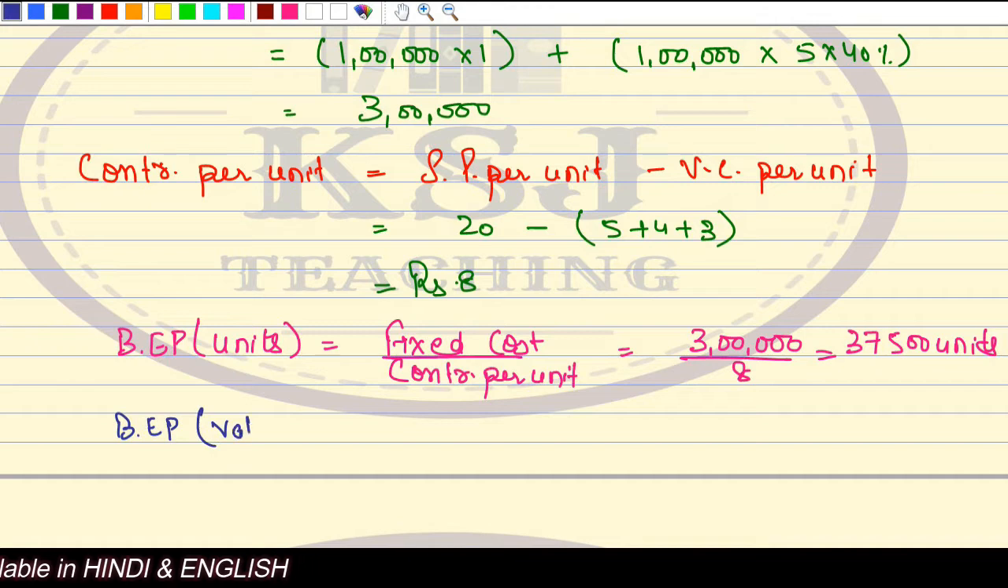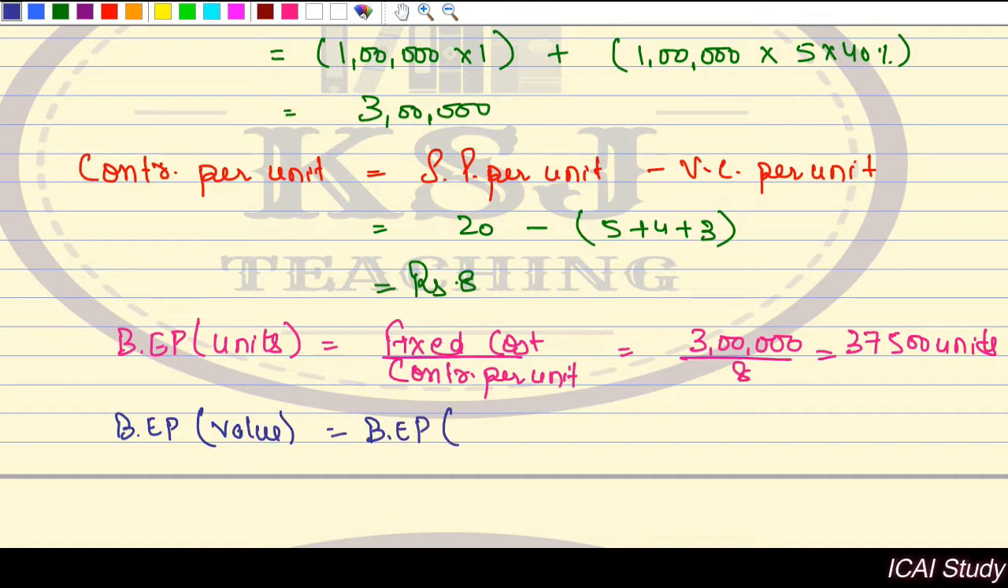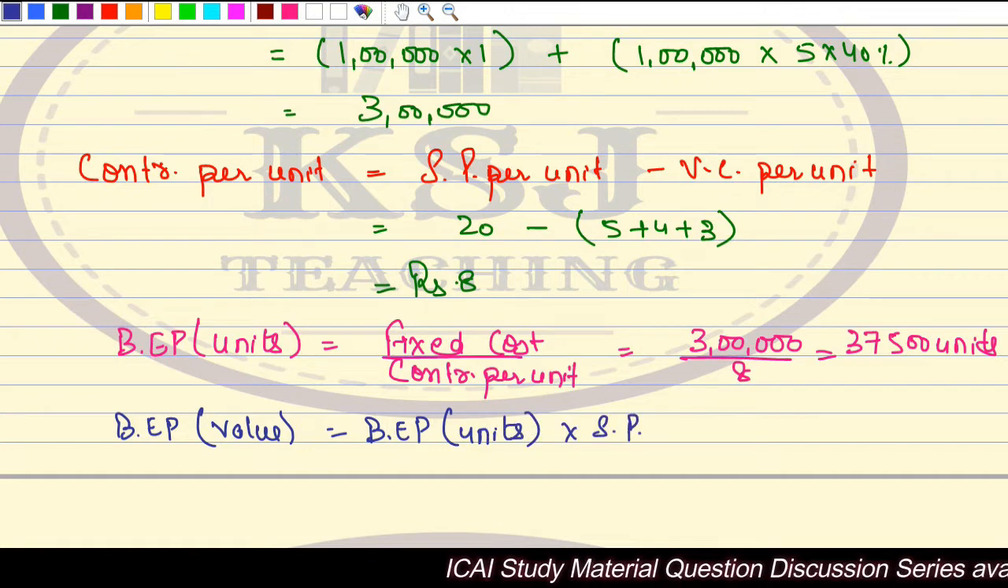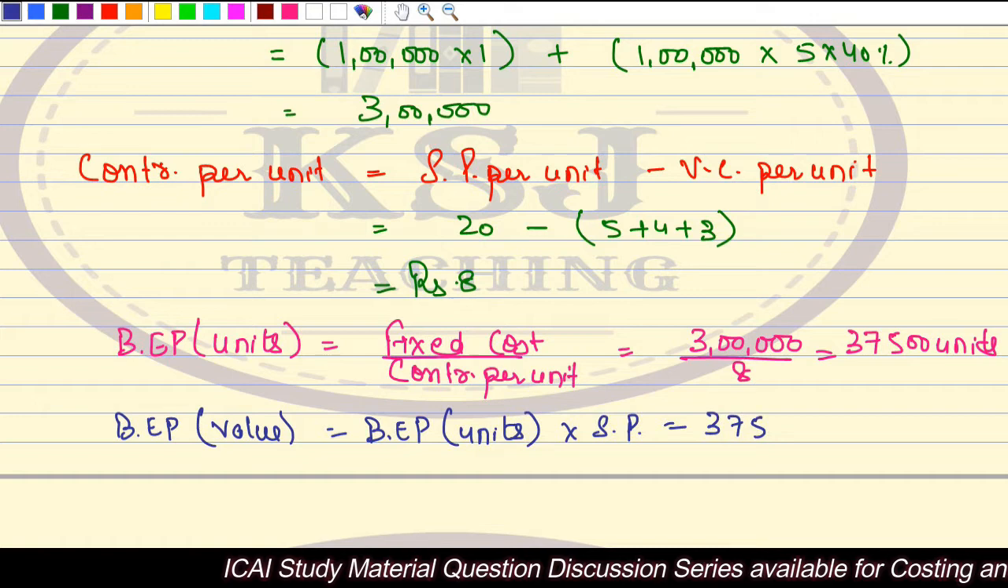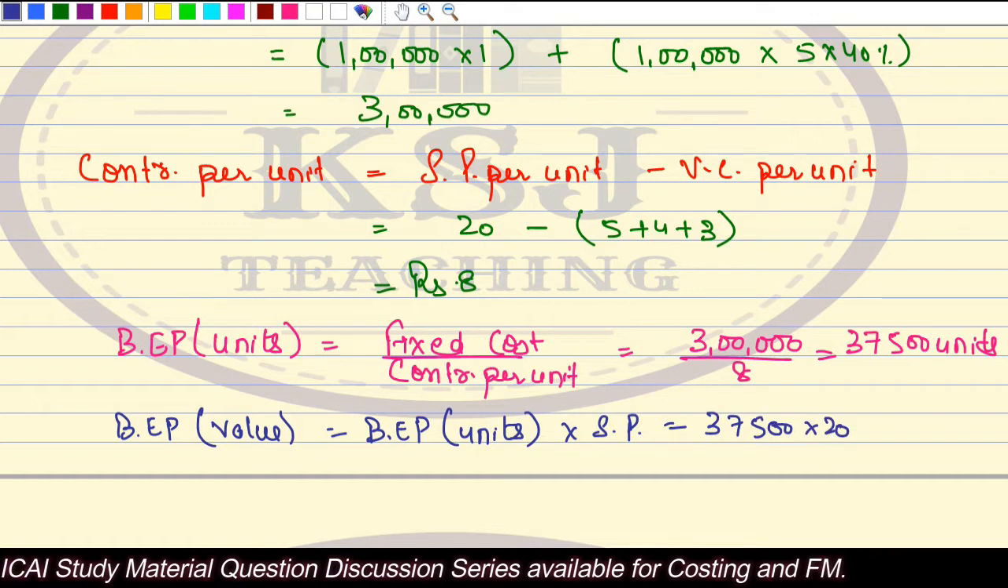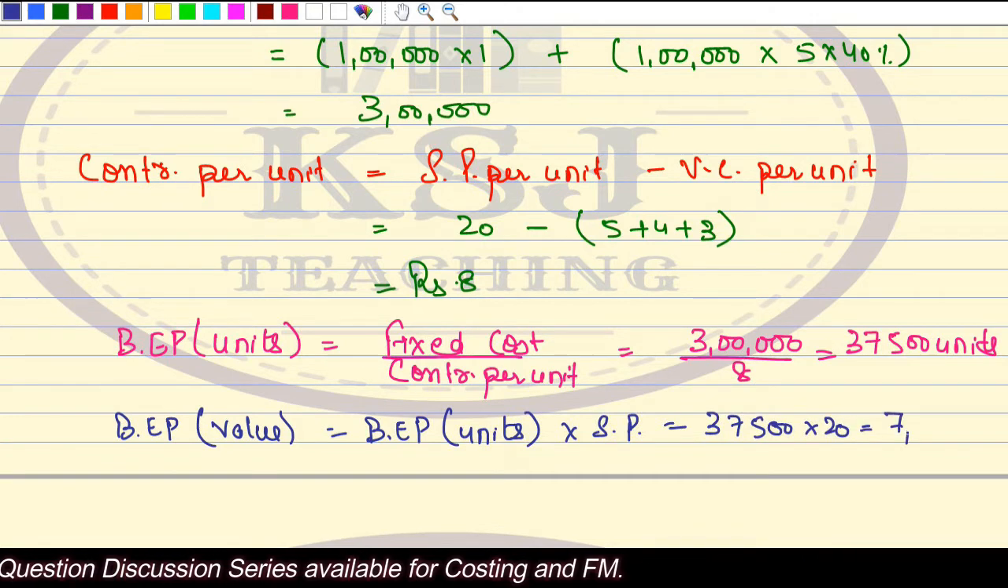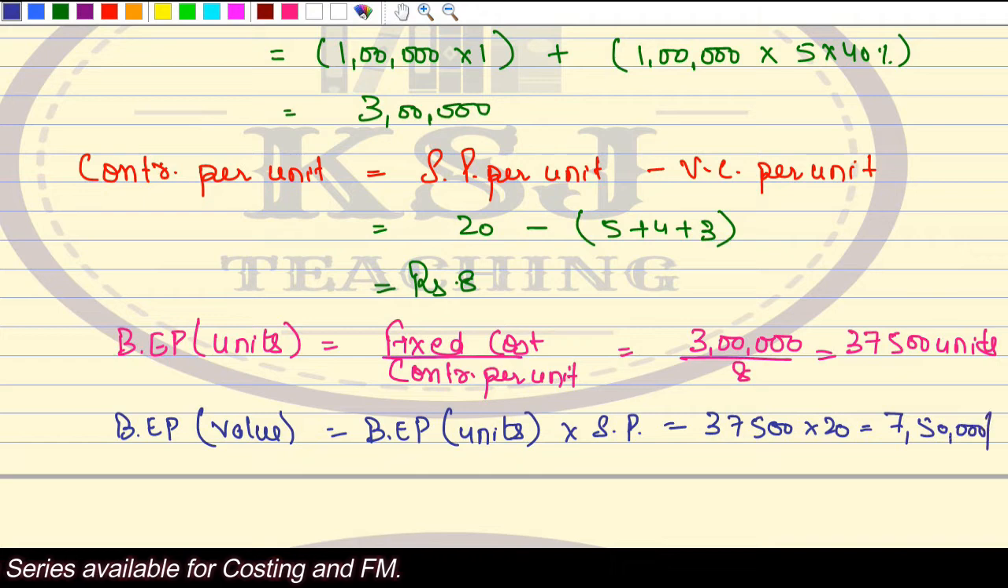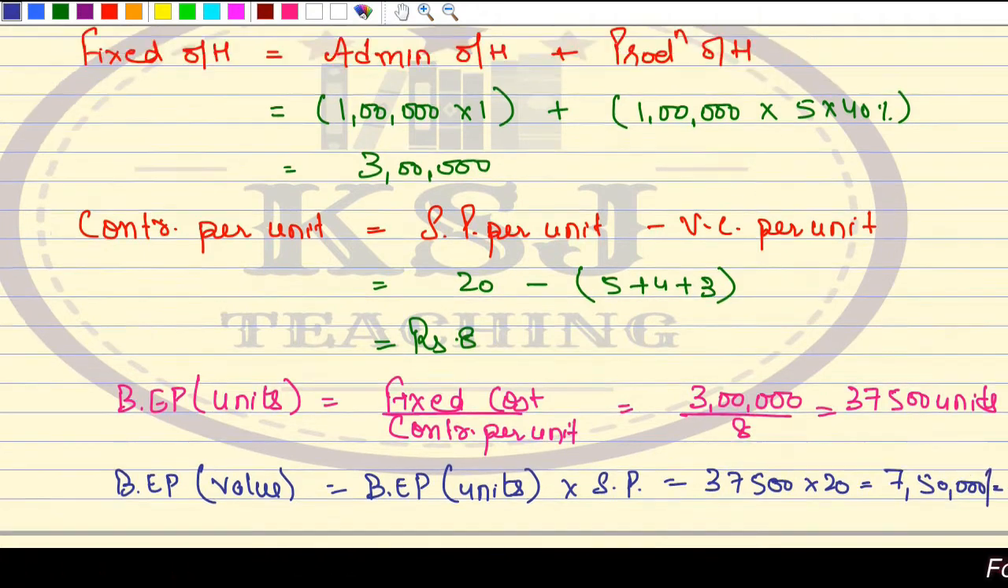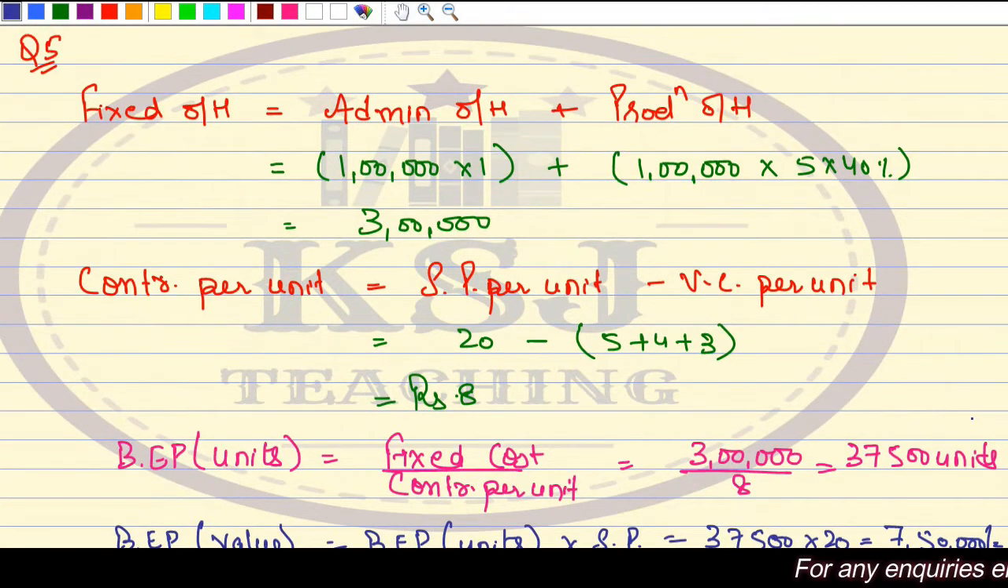And what about the break-even point in value? Break-even point in value is break-even point in units multiplied by selling price per unit, right? So 37,500 multiplied by 20 comes to 7,50,000 rupees, right? So this is how the question is to be solved.